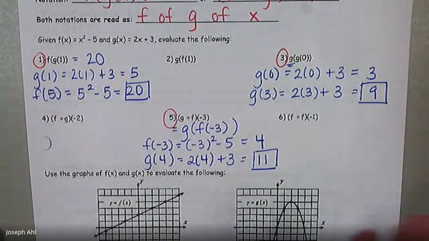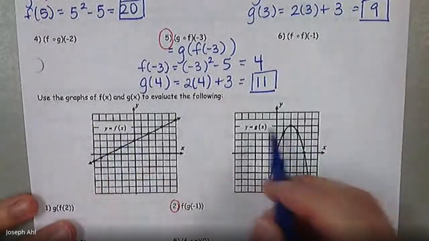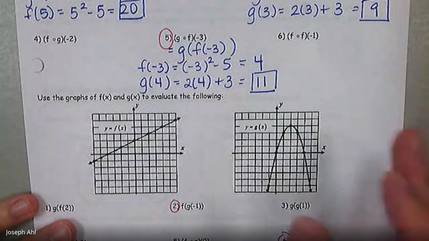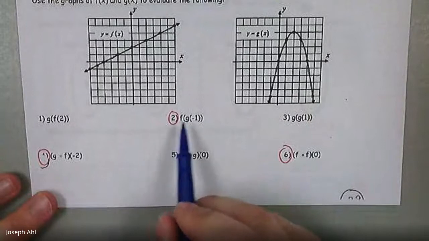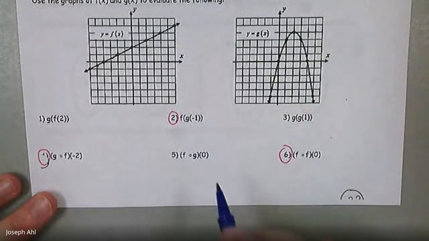So to get a little bit more practice with this concept, you can see down below we have two graphs that are given, one for f of x and one for g of x. And evaluating based on a graph can be accomplished just as easily. You can see I have some examples circled down here as well. We'll start right away with number 2, which says to compute f of g of -1.